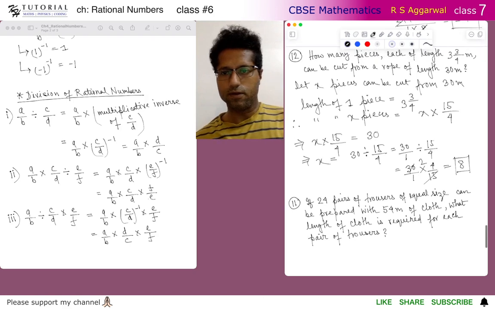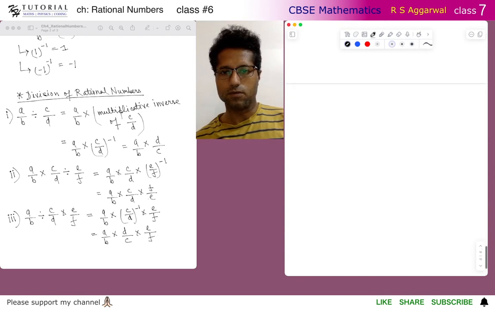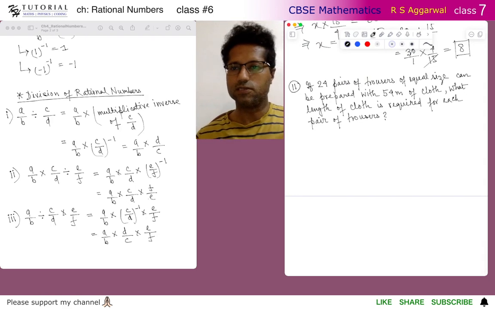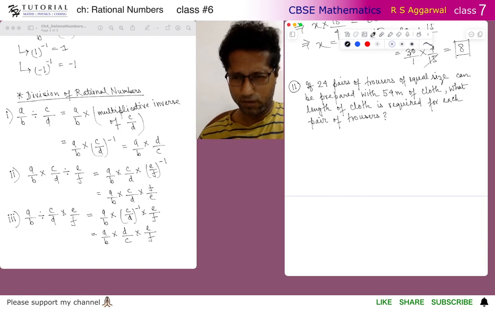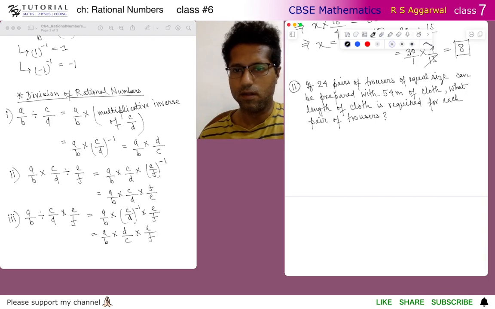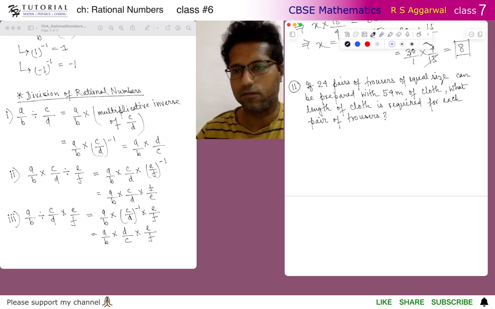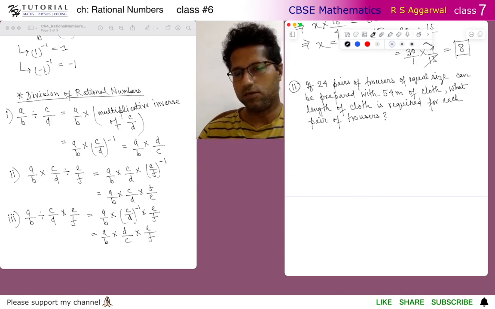You can pause the video and take a screenshot. Question number 11. I hope this is the last problem. Question number 11 says, if 24 pairs of trousers of equal size can be prepared with 54 meter of cloth. So from 54 meter of cloth, equal sized, 24 pieces of trousers can be made. What length of cloth is required for each pair of trousers? It is asking what length of cloth is required for each pair of trousers, where from a cloth of 54 meter, 24 such trousers can be made.